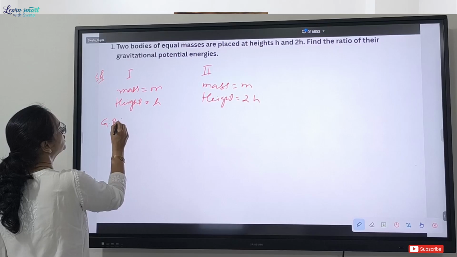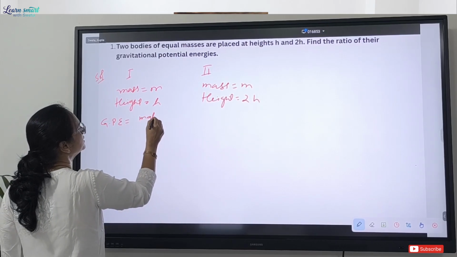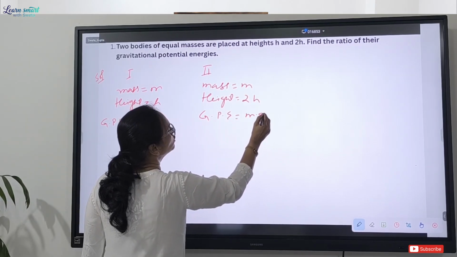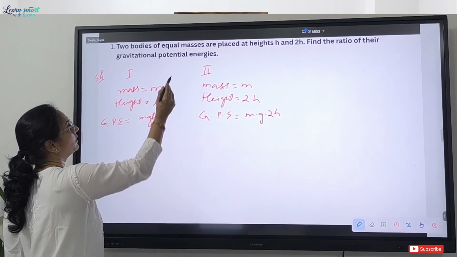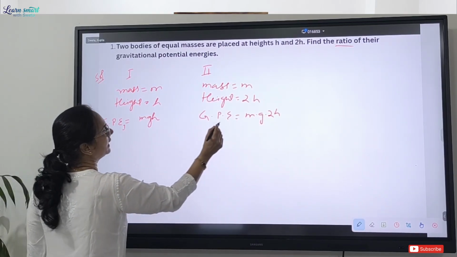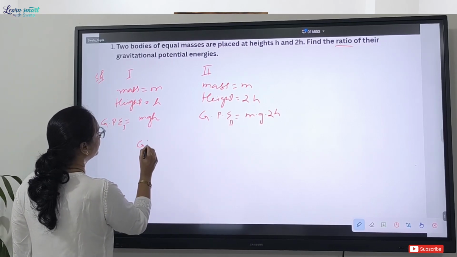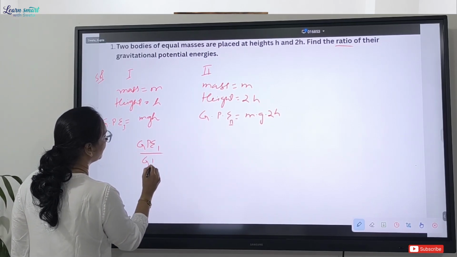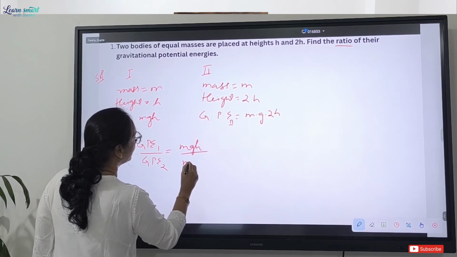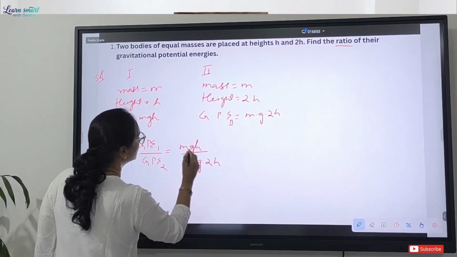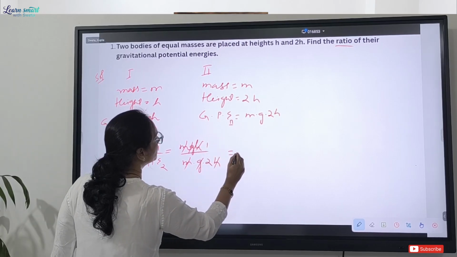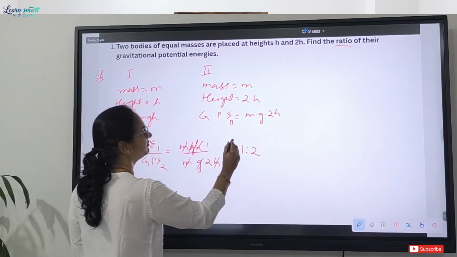So gravitational potential energy is equal to mgh and here gravitational potential energy is equal to m into g into 2h. We have to find out the ratio. So ratio, let's say this is 1 and this is 2. So gravitational potential energy 1 upon gravitational potential energy 2 equals mgh by m into g into 2h. m will cancel, g and g will cancel, h and h. So the ratio will become 1:2. This is our final answer.